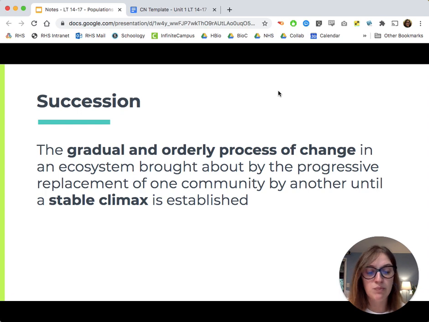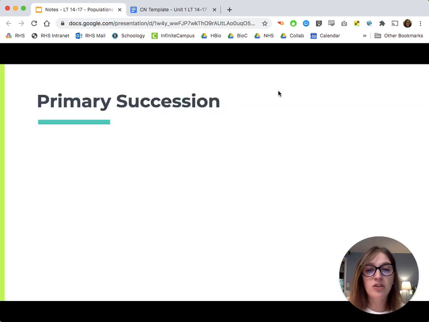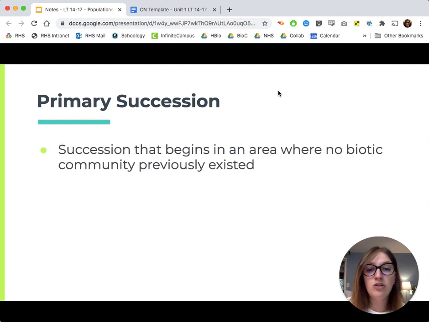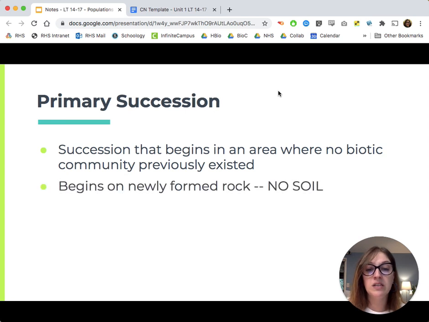So how does this process work? We're going to first start by talking about what we call primary succession. When you think about the word primary, it means first. So succession that is primary succession begins in an area where there's no biotic community currently in existence. So this begins essentially on newly formed rock. There's no soil present during this part of succession in an ecosystem.